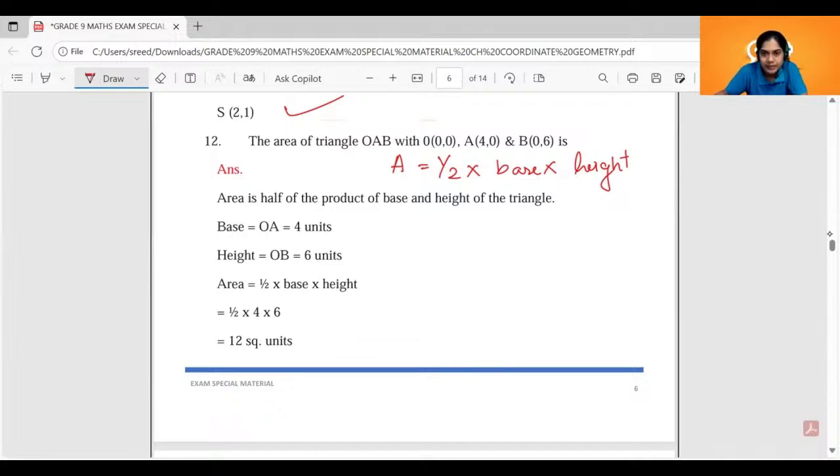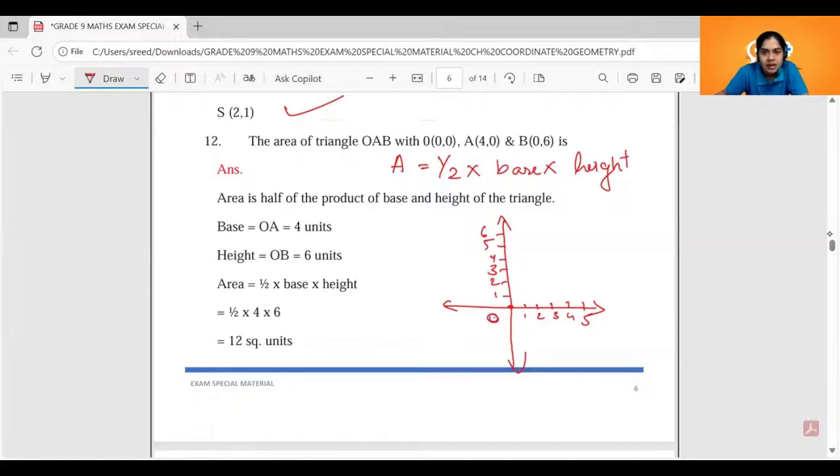So let's plot the points. I'm just plotting the points. 1, 2, 3, 4, 5. This is the negative side. Here all the numbers are positive, so I'm not drawing the negative side of anything. 1, 2, 3, 4, 5, 6. O(0, 0). So this is the point O, correct?